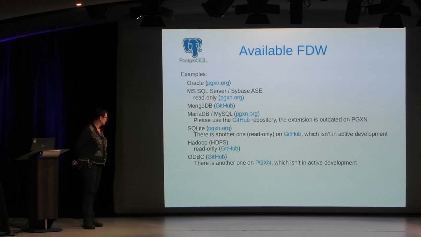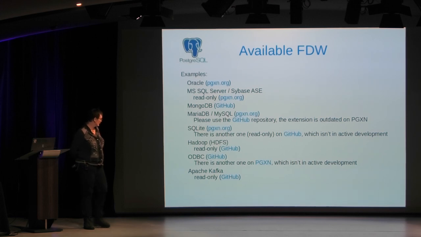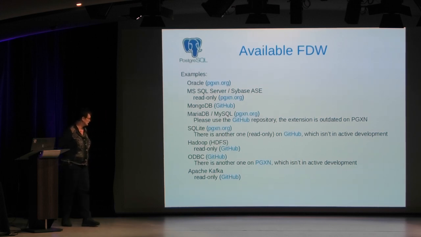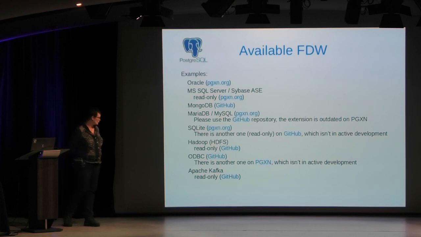There's an ODBC one, and there's also one on pgxn, which is in active development, so use that one on GitHub. And there's also a very funny thing, funny sort of, because it makes sense. There's one for Apache Kafka, which is read-only, because writing to Kafka from Postgres didn't make sense for the company that did that. It's a Berlin-based company. And you can just read Kafka statements right into your database and from your database without any client software involved.